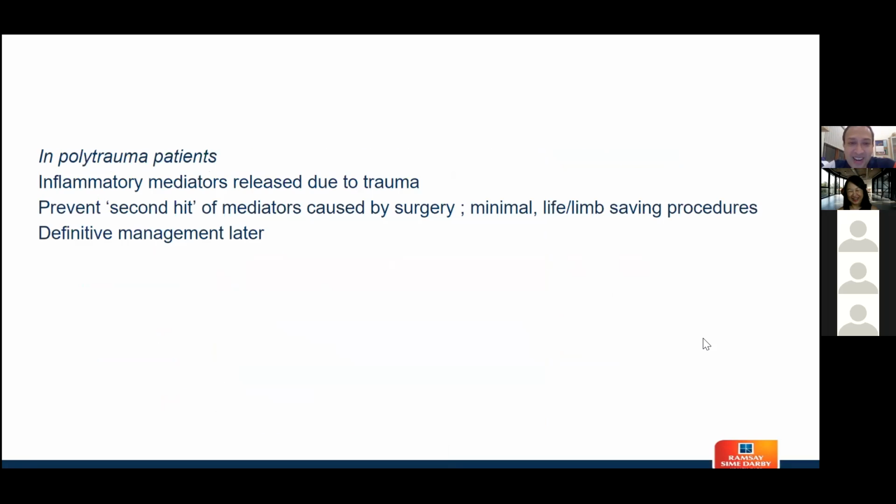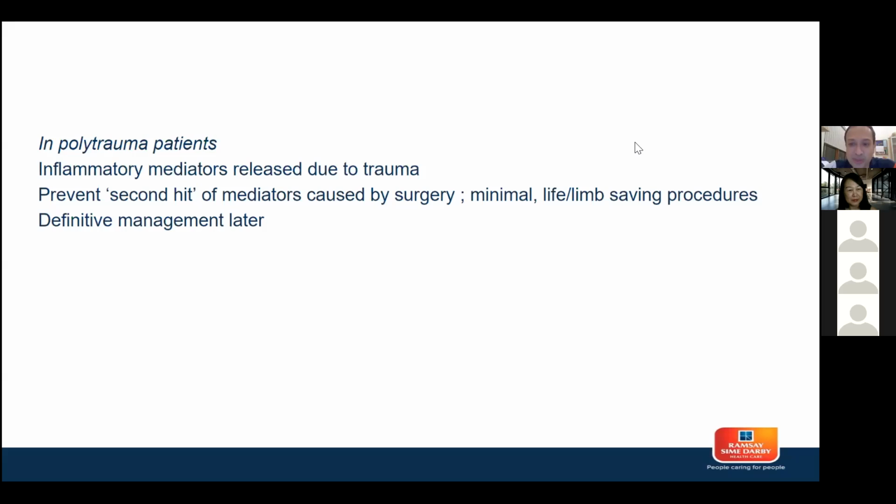Okay, all right. So just to summarize again, in polytrauma patients, inflammatory mediators are released due to the trauma. We prevent the second hit by avoiding a prolonged surgery, but you do the minimal limb and life-saving procedures. Definitive management always occurs later, generally about a week later. So that's as basic as I can put it for polytrauma. Yeah, and the concept of damage control orthopedics.